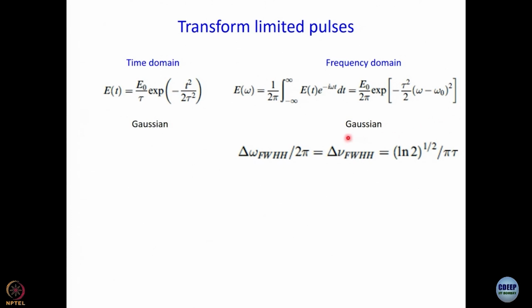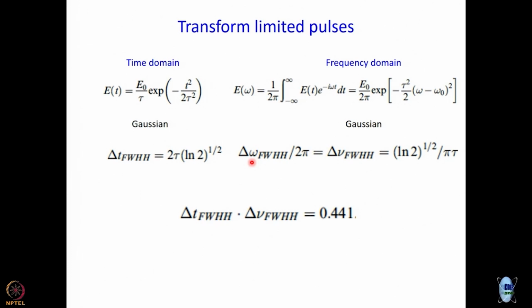Okay? And this thing that I had by mistake written earlier is that full width half maximum, delta omega, that is given by this kind of a function. Okay? What is the spread in time for this Gaussian function in time? The spread is given by 2 tau square root of ln2. All right. Now, if I multiply the two together, full width half maximum in time domain multiplied by full width half maximum in frequency domain, what do I get? I get 0.441. All this tau and everything cancel off, ln2 is a number.